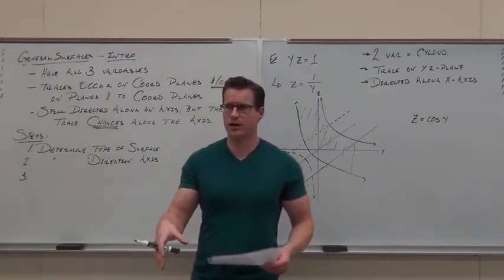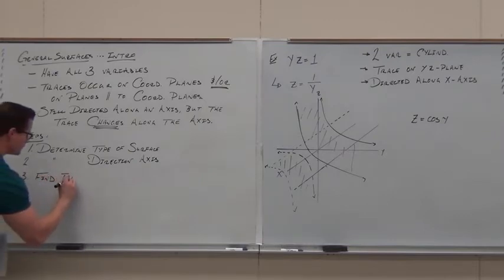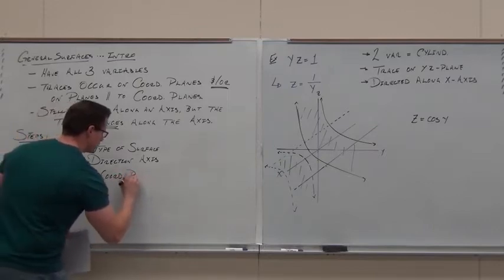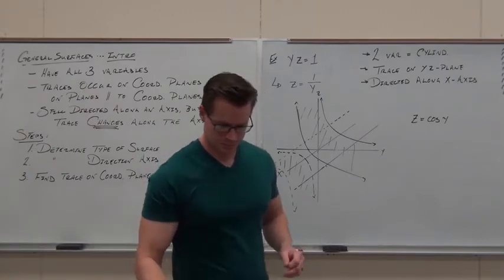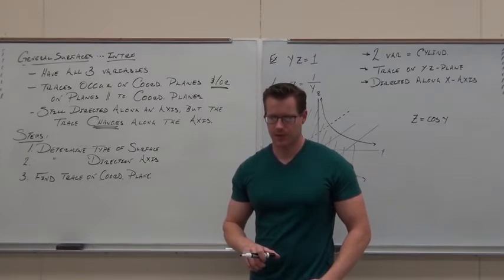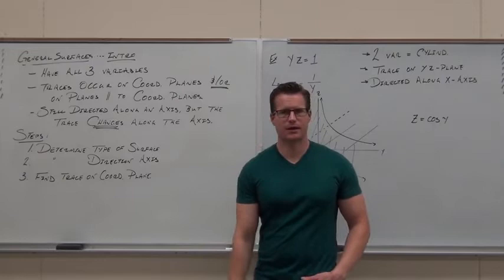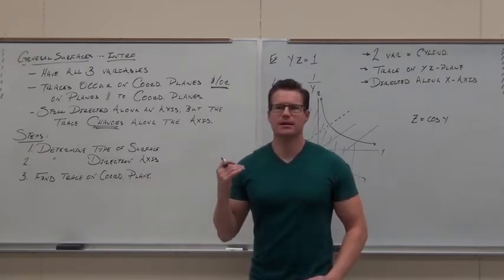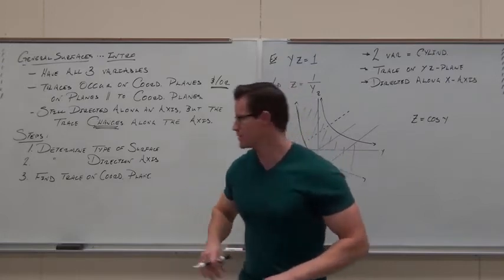Find a trace on the coordinate plane if you can. And here's an important one. We just talked about it. One trace does not cut it. These are not cylinders. So after you find a trace on the coordinate plane, find at least 2 other traces along that direction axis.